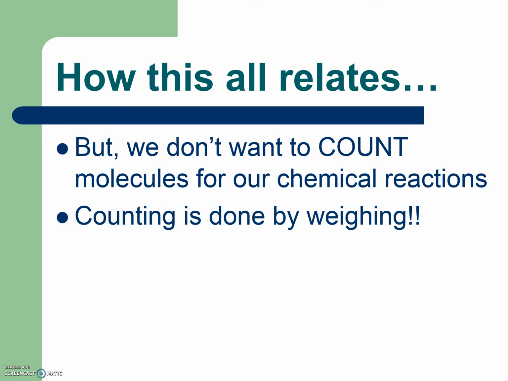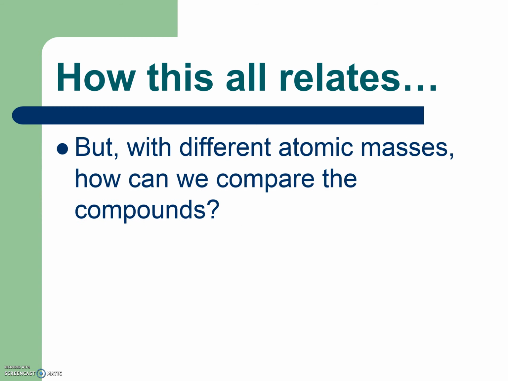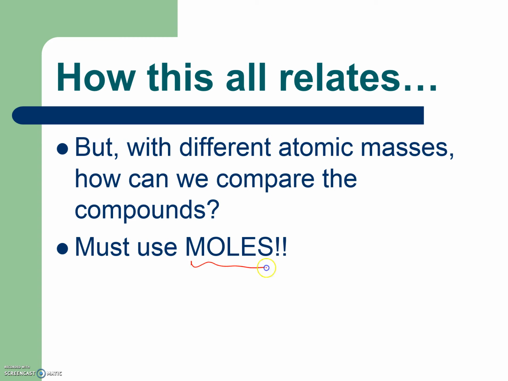And so we're going to count things by weighing. So in order to know how many molecules of something I have, I have to look at how many grams I have. And when we have different atomic masses, how can we compare the compounds? Well, how does this work? If I have things that weigh this many grams, 25 grams, and this weighs 50 grams, and this weighs 137 grams, if I look at all my different elements, how can I compare? Well, this is where moles comes in, and that's why we just finished mole conversions.